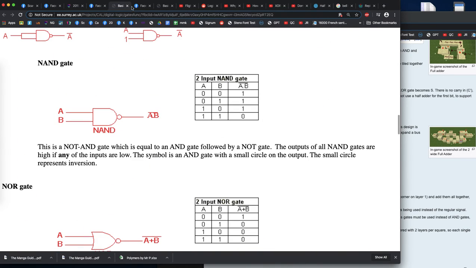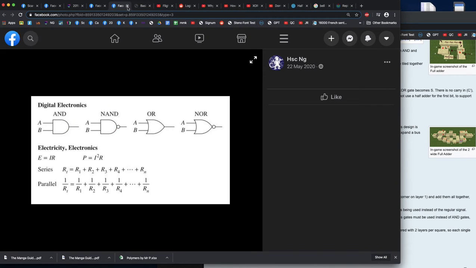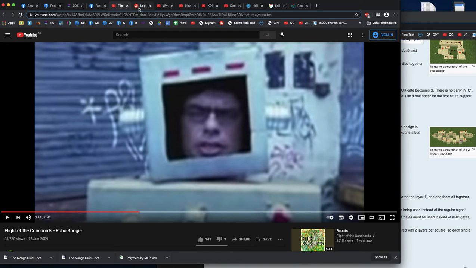Okay, so let's have a look at a visual representation. We've seen that it's in the book. We've seen this. Okay.